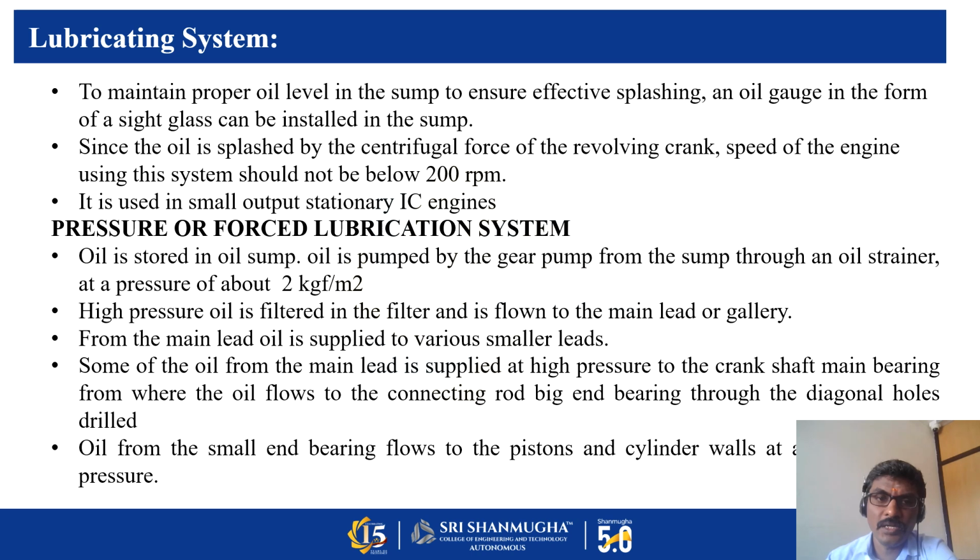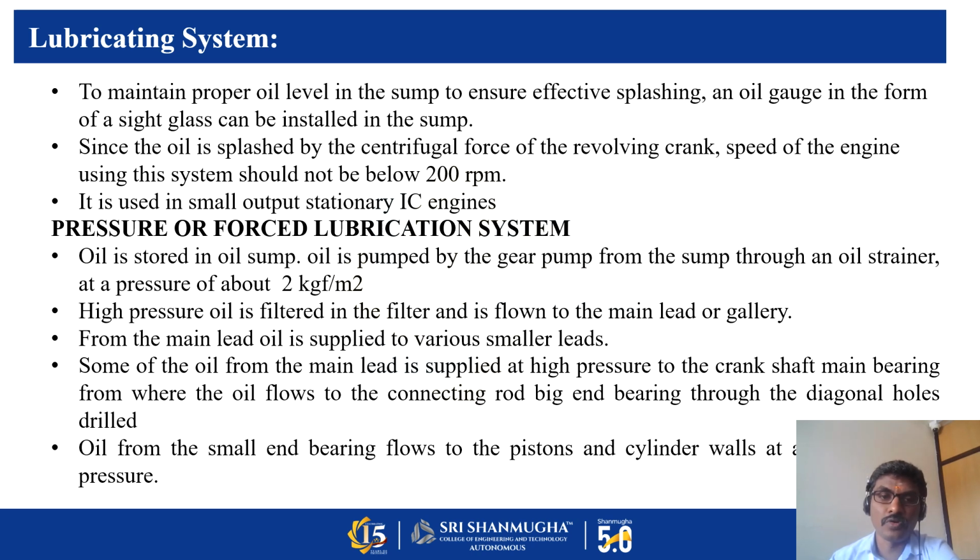To maintain proper oil level in the sump to ensure effective splashing, an oil gauge in the form of a sight glass can be installed in the sump. Since the oil is splashed by the centrifugal force of the revolving crank, the speed of the engine using the system should not be below 200 rpm. Then only the splash lubrication system will work in a proper manner. It is used in small output stationary IC engines.